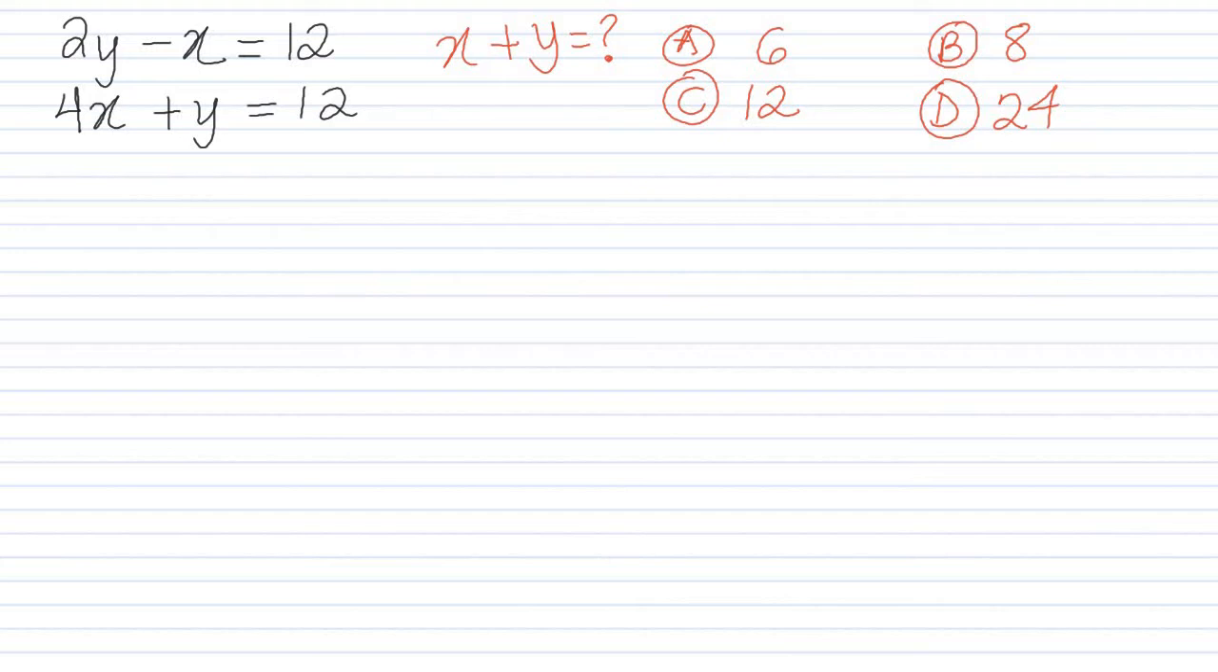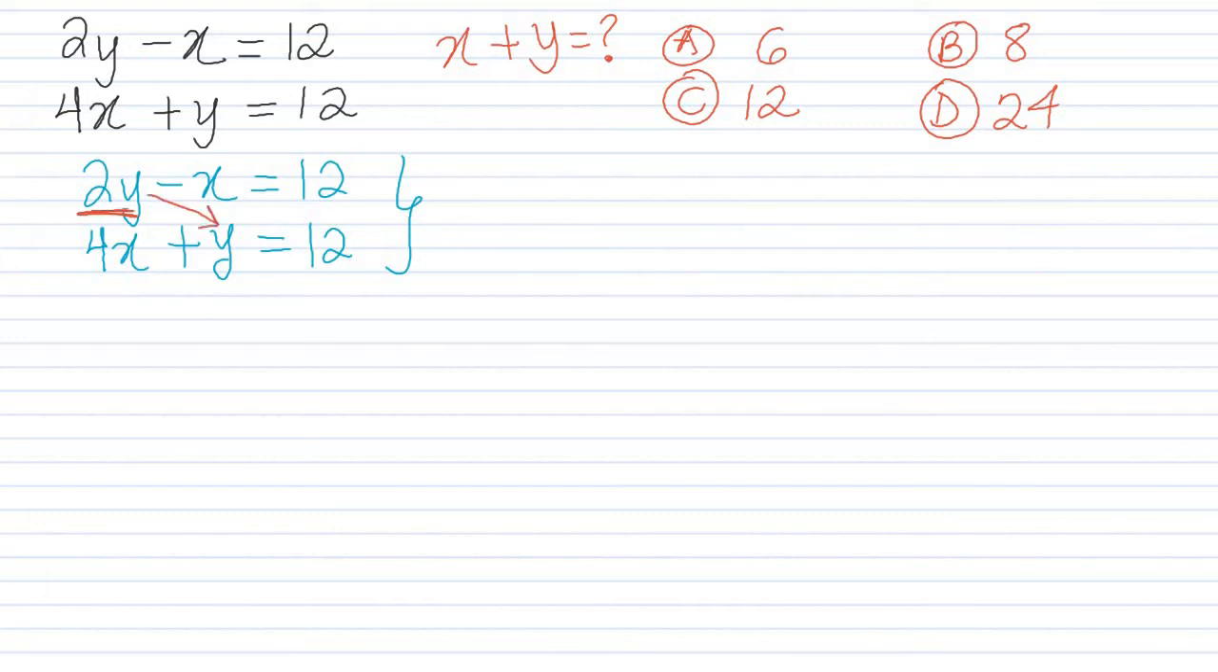So we have this question, 2y minus x equals 12 and 4x plus y equals 12. I'm just going to rewrite the question. So we have 2y minus x equals 12, 4x plus y equals 12, right? Now, the thing I want you to first think about is we're going to try to make the x be on one side and the y be on one side. The way this question is, the y does not match with this y, and the x here does not match with this x. So I'm just going to rewrite the question.